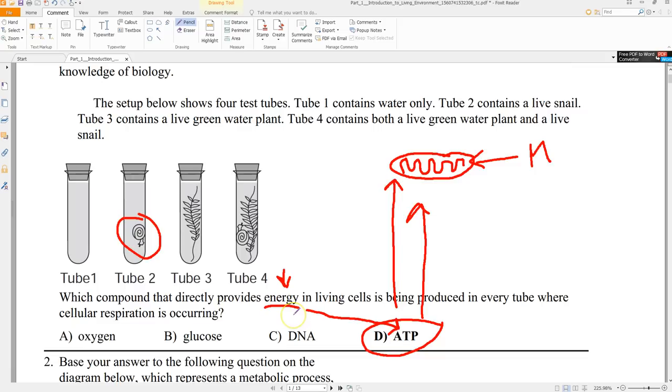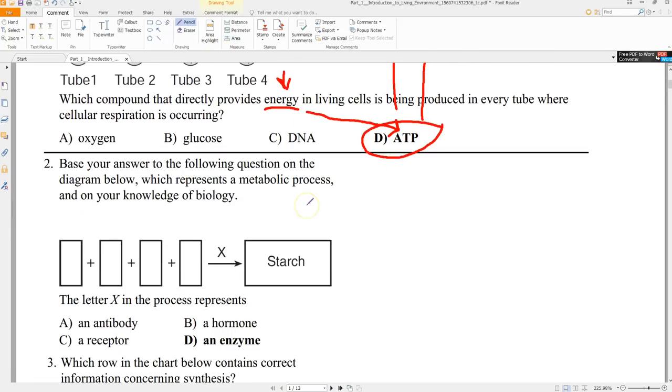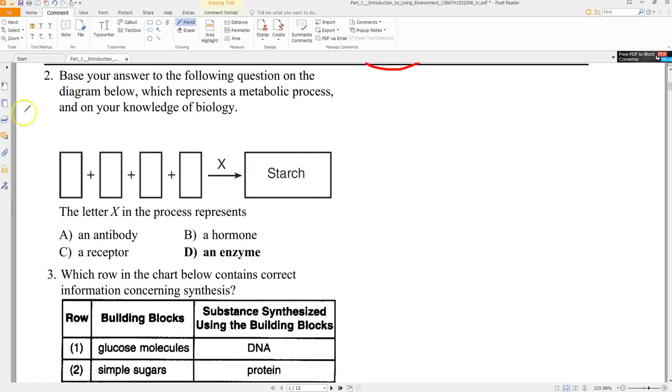Okay, so what makes you living and me living, the fact that you're moving and doing all of these things and breathing and jumping and exercising, and your cells are metabolizing, is because of ATP being made in the mitochondria. Okay. So let's go to the next question.